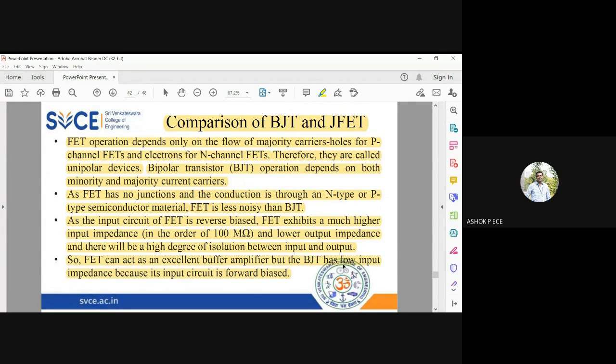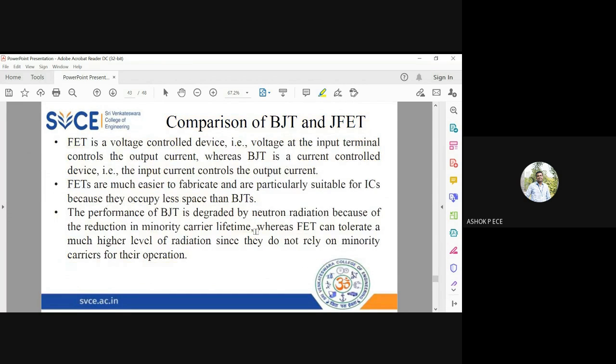Because BJT has a drawback, the input impedance is very low. But for FET, the input impedance is very, very high. So it will ensure that the current drawn is very, very minimum. And FET is a voltage control device, I told you, and BJT is a current control device. In FET the voltage VDS and VGS is going to control the current, but in BJT, the input current will control the output current, base current will control the collector current.